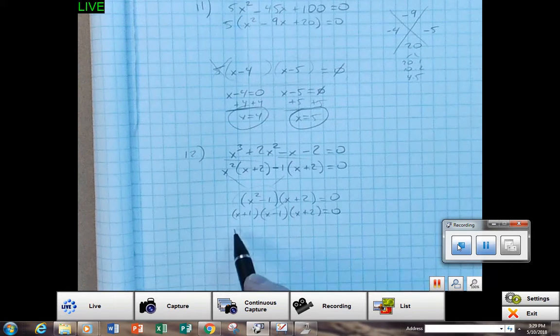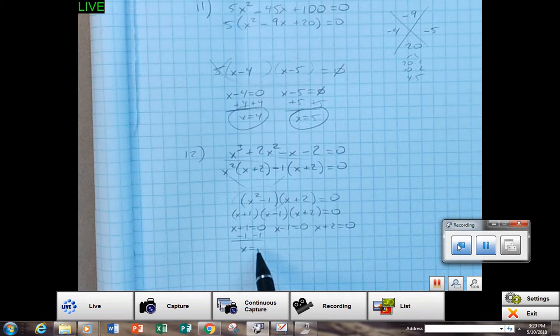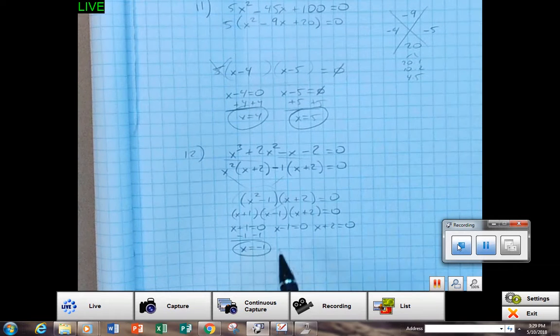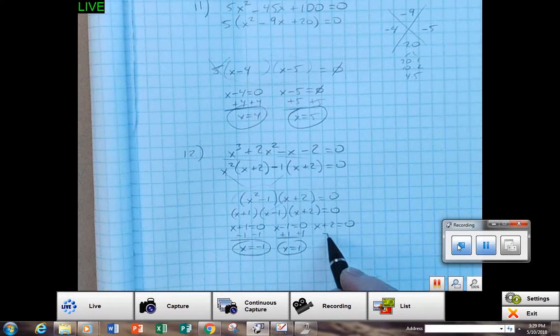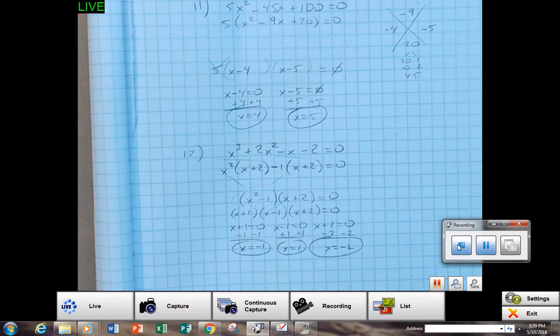So I set up x plus 1 equal to 0, x minus 1 equal to 0, x plus 2 equal to 0. Take away 1 from both sides, gives me one answer, which is negative 1. Add 1 to both sides, gives me x equals positive 1. And then take away 2 from both sides, gives me x equals negative 2. Those are my answers for number 12.